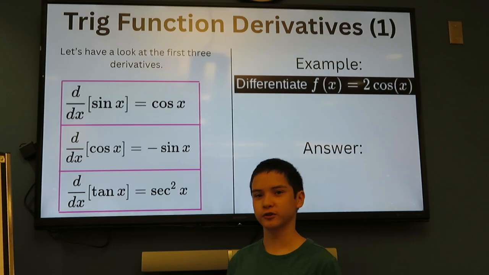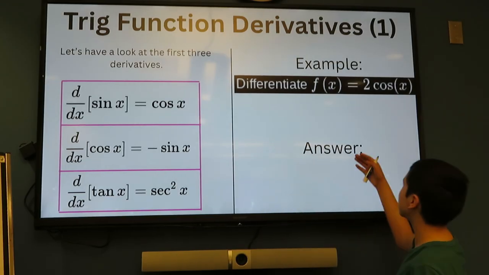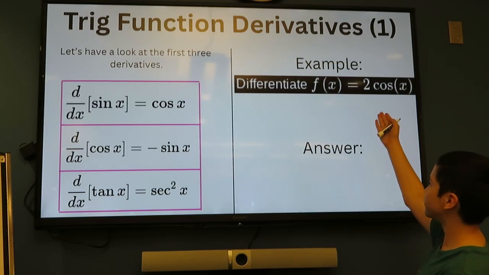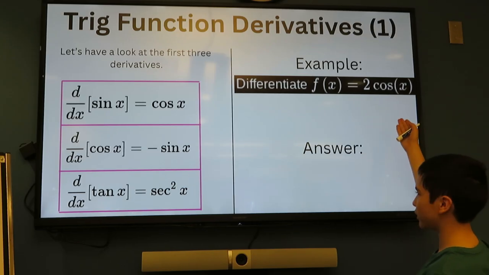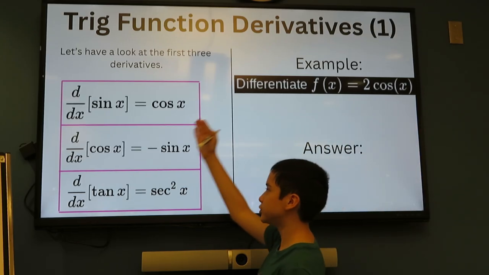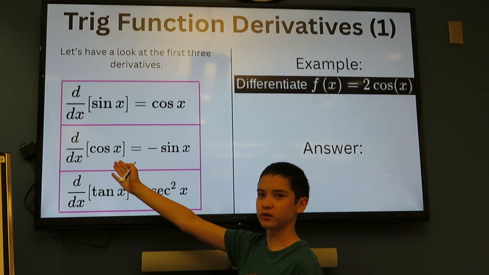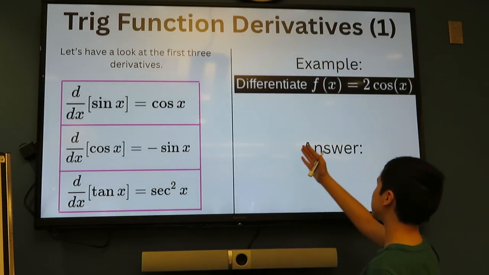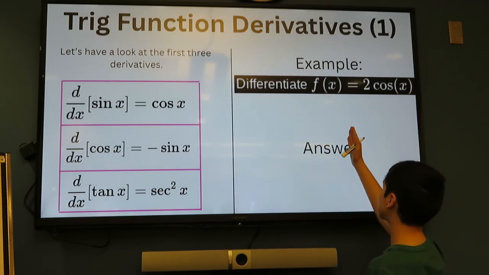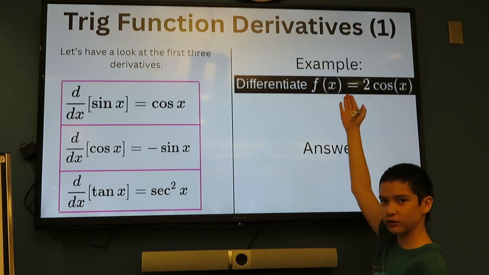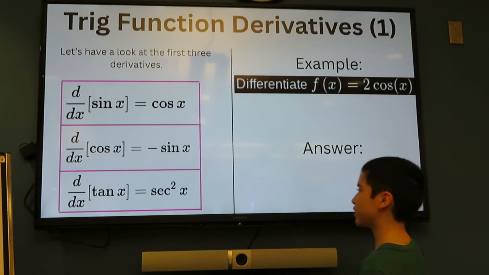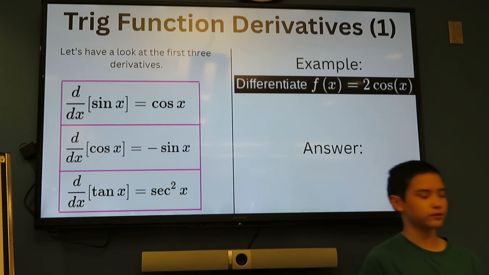So now, for example, if we want to differentiate this function, f of x equals 2 cosine of x, we would simply use this rule here. And from last lecture, we can see that we can use a constant multiple rule to factor the 2 out of the differential. And then we would get negative 2 sine of x.